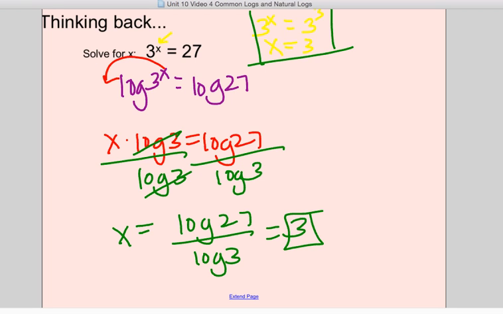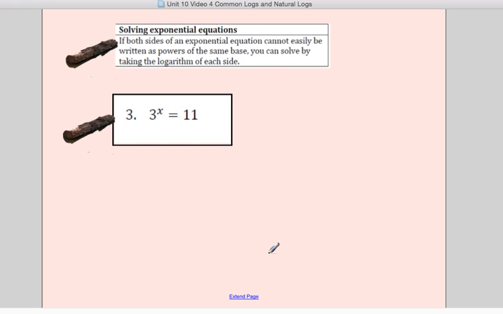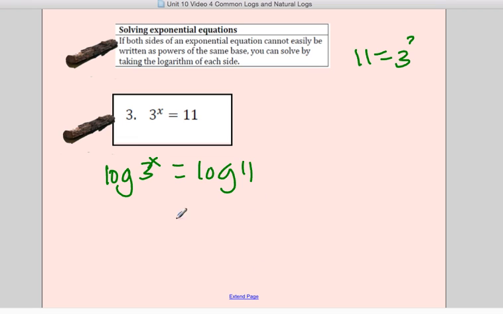Okay, if we look at our example 3, we have 3 to the x is equal to 11. Well, I can't rewrite 11 as 3 to some power. It doesn't equal a nice number. We don't know what it is, but it doesn't equal a nice number. So if both sides of an exponential equation cannot easily be written as powers of the same base, you can solve by taking the log on each side. So let's just go ahead and do that. I'm going to do the log on both sides. So I have 3 to the x equals 11 becomes x times log of 3 equals log of 11, which allows me to bring the x down in front.